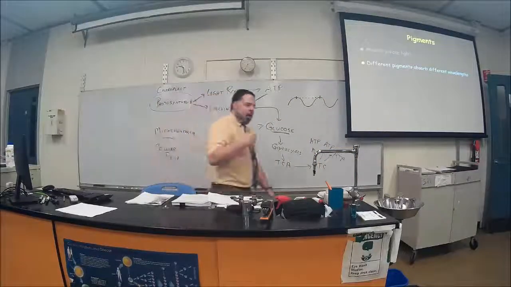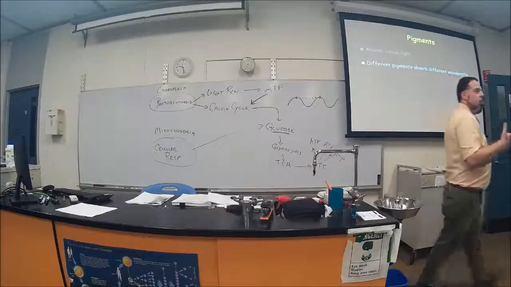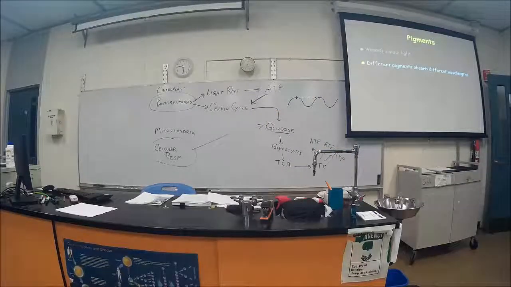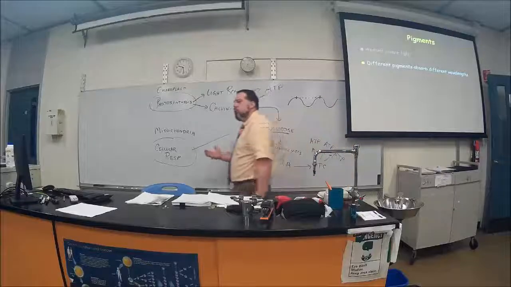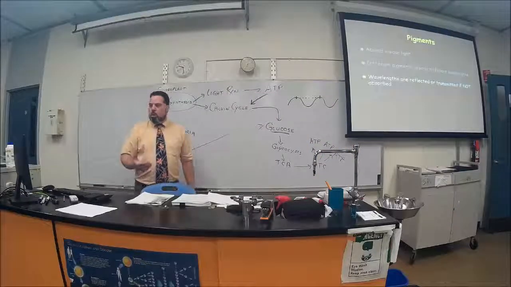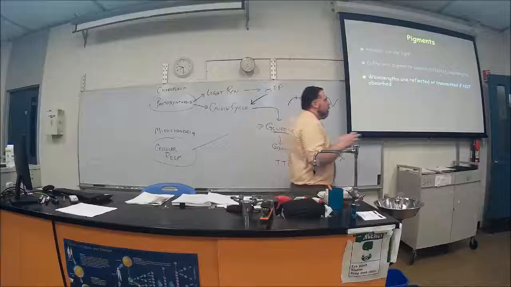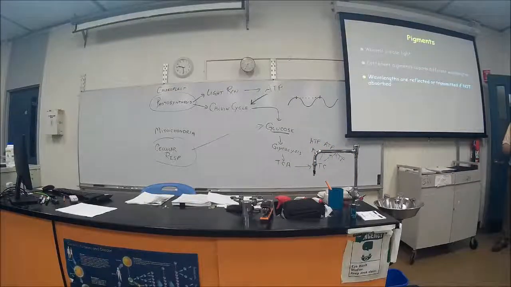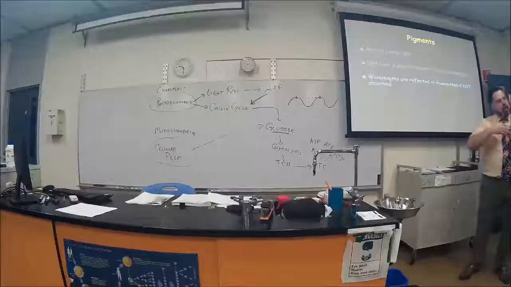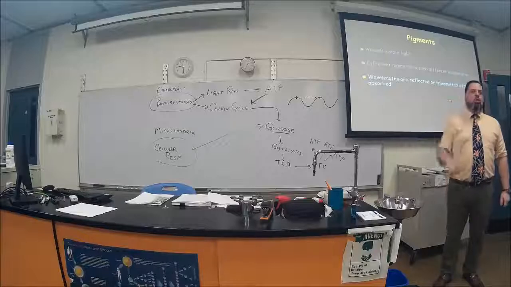So when we talk about plants, they're going to have a lot of different pigments in there. And that's why you get all those brilliant and diverse colors in plants and flowers and fruits. The wavelengths are reflected or transmitted if they're not absorbed. This is a key thing here. If it absorbs a certain light, you're not going to see it because it's in the plant, it absorbed it. If it doesn't absorb a certain color, it gets reflected back, and that's what you see.